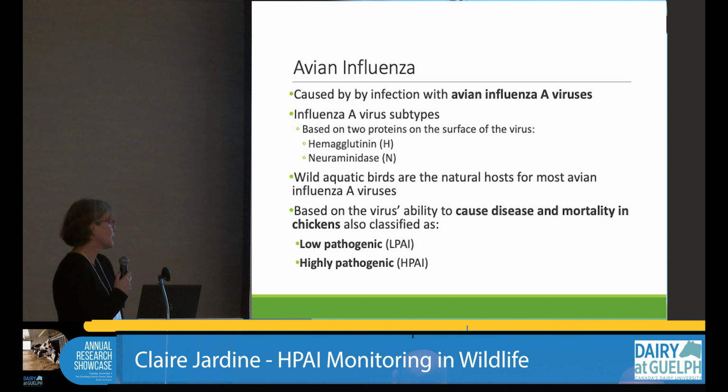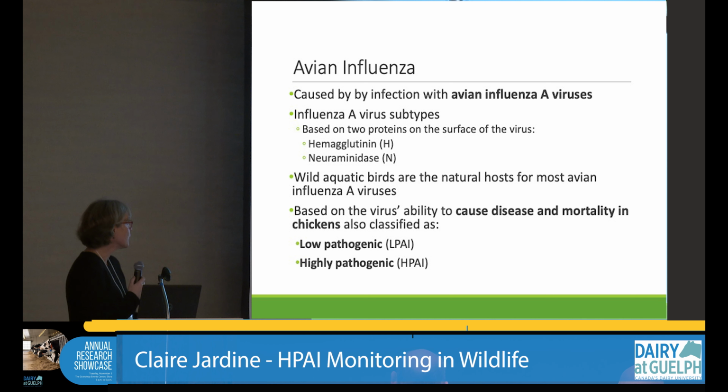The other thing that's important to note, that you'll hear about in the news, is low pathogenic and highly pathogenic. All that means is that it's based on molecular characterization of the virus, but also the virus's ability to cause disease and mortality in chickens. We have low pathogenic that don't cause disease in chickens, and highly pathogenic when we see disease in chickens, okay?